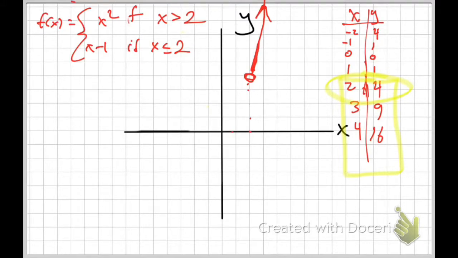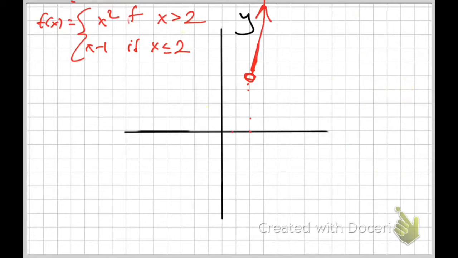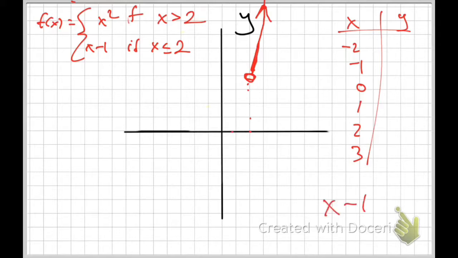Now let's go ahead and graph my second function, x minus 1, but I'm only going to graph it when x is less than or equal to 2. You could always graph using a table if you wanted to. It might be easier to think about it that way. So let's just start with negative 2, negative 1, 0, 1, 2, 3. Well, I'm doing x minus 1, so that's what my y value is equal to. So start at 3. 3 minus 1 is 2. 2 minus 1 is 1. 1 minus 1 is 0. 0 gives me negative 1. Negative 1 gives me negative 2. Negative 2 gives me negative 3.